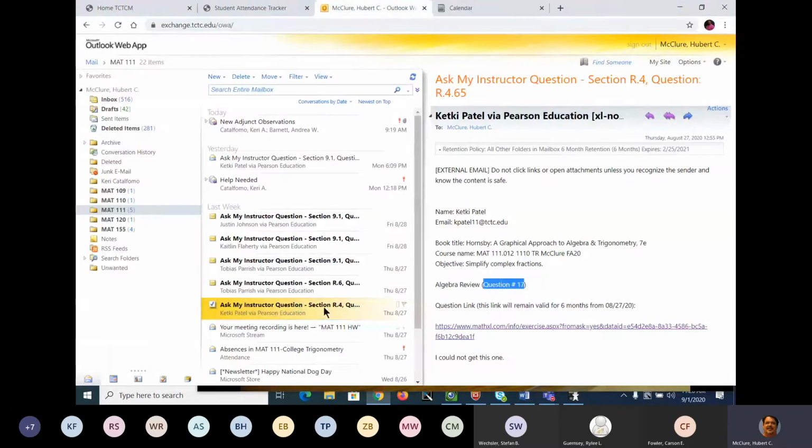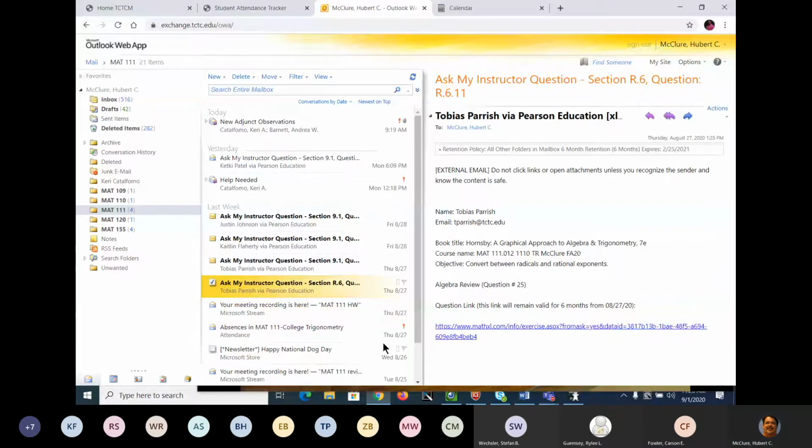Next question. I'm going to delete that question so I don't do it over. Next question is review 6, number 25. Review 6, number 11. So if you're working on the review section and you go to study plan, this is like number 11. It's also question 25 on your homework.